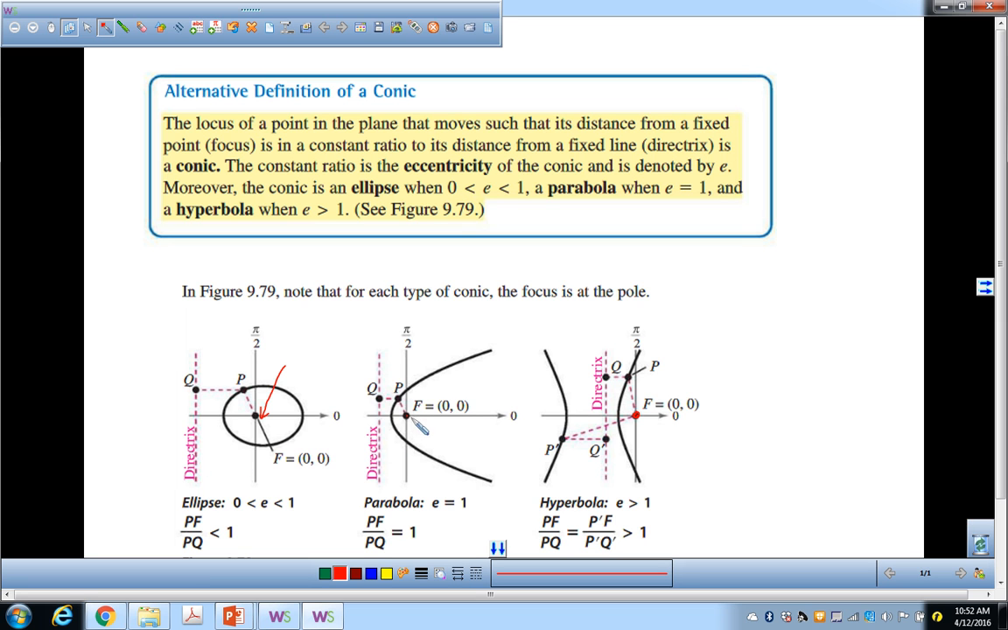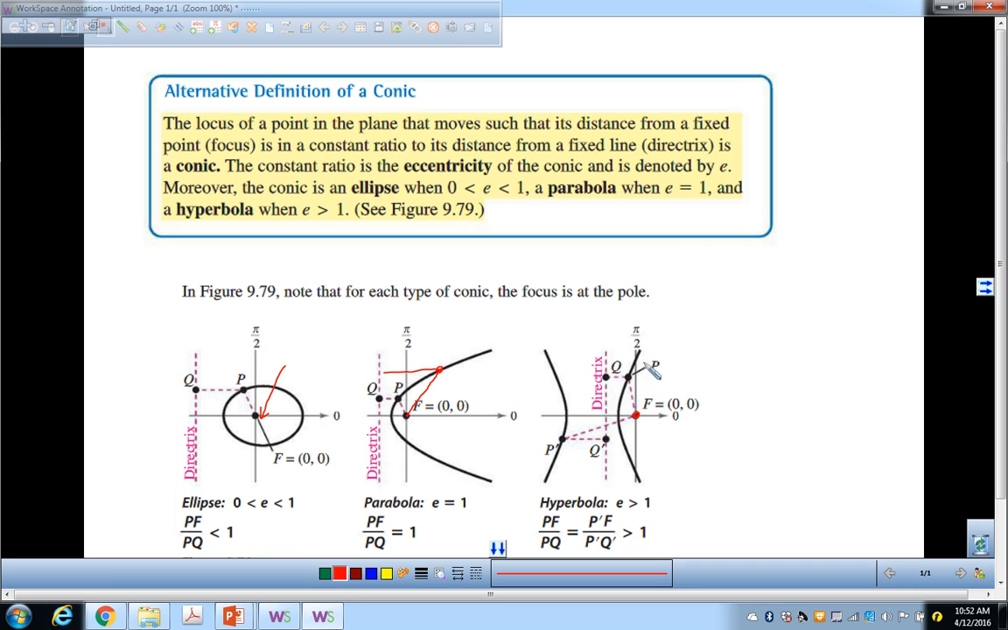With a parabola, here's the directrix, and the focus is at the pole. The distance from this point to the focus, divided by the distance from this point to the directrix, is a constant. That number is the eccentricity, and it's always equal to 1. Any place I take this point and divide this distance by that one, I will always get 1. In the ellipse case, if I divide this distance by this distance, I'll always get a number less than 1.